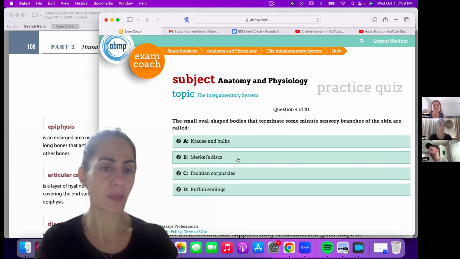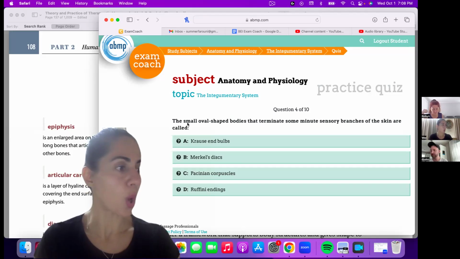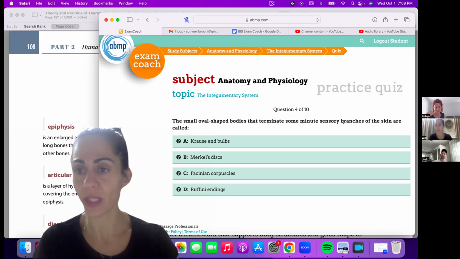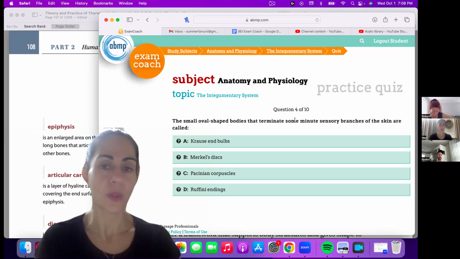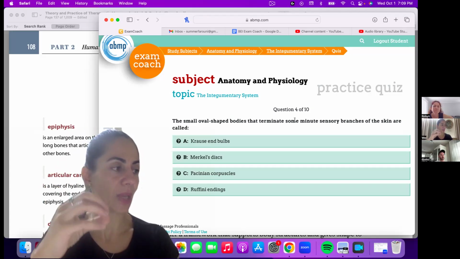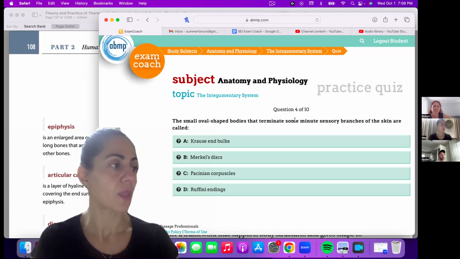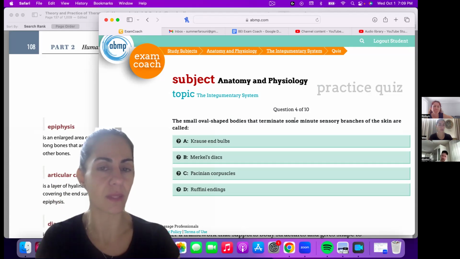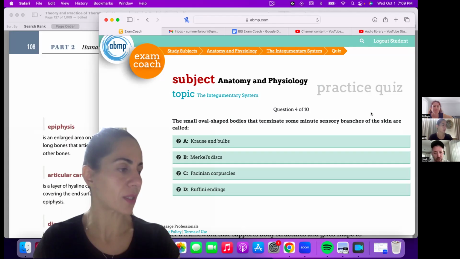So you see the picture I'm talking about in your book? Okay. So they are small oval shapes that terminate some sensory branches of the skin. If you look at the Ruffini and Pacini, they tend to be a little bit rounder, like a capsule looking. The free nerve endings tend to branch like a tree. These are the ones closer to the skin. They sense pain, light touch and everything. So let's talk about this shape, oval shape.